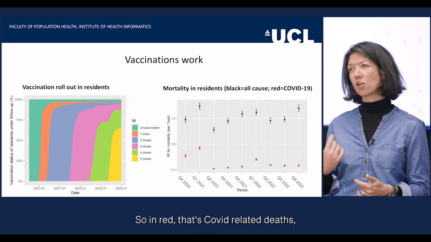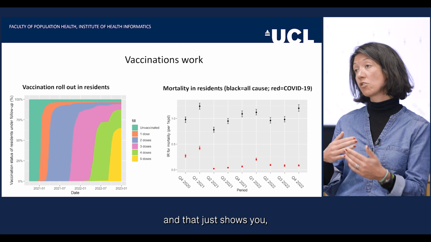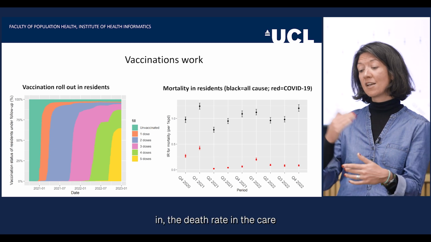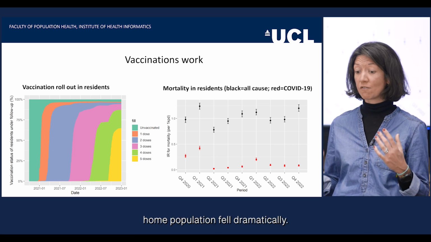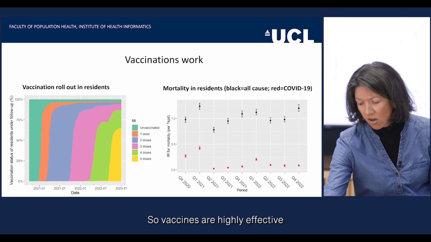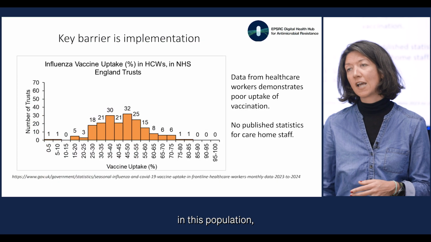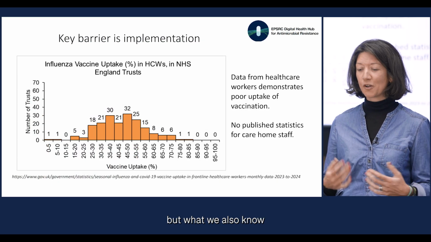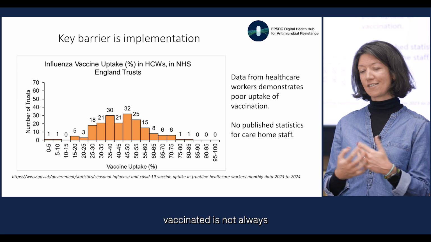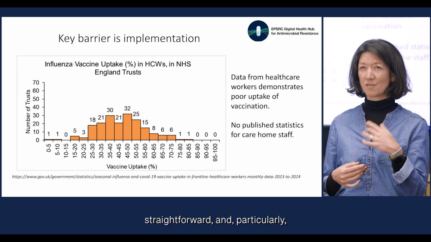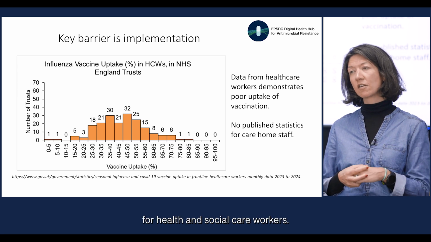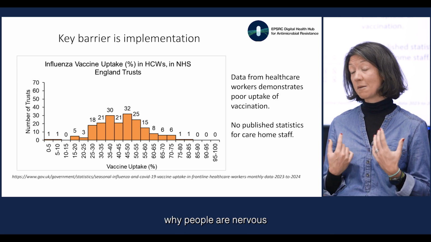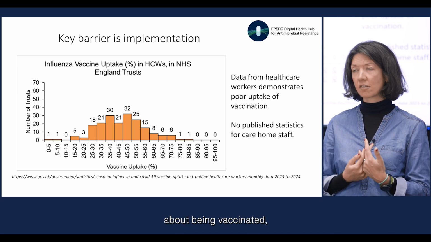So in red, that's COVID-related deaths. And that just shows you once vaccines were in, the death rate in the care home population fell dramatically. So vaccines highly effective in this population. But what we also know is that getting people vaccinated is not always straightforward, and particularly for health and social care workers, there are all sorts of reasons why people are nervous about being vaccinated.